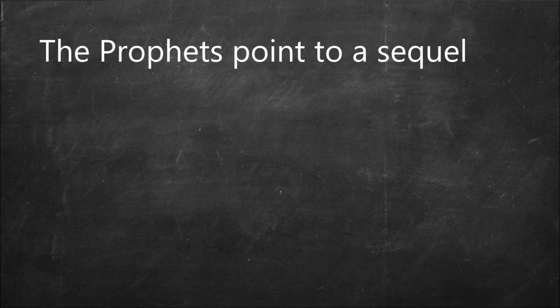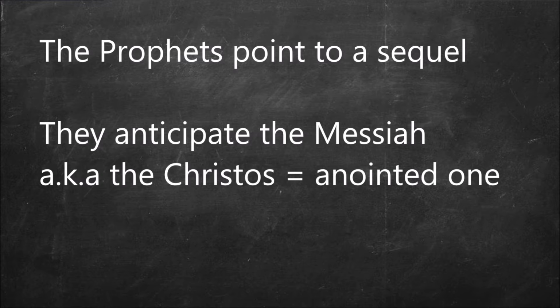The prophets come at the end of the Old Testament primarily because they point to a sequel. They beg for a part 4. So instead of pointing back to the Torah, their primary function is now read in anticipating the Mashiach, or the Messiah, also known as the Christos in Greek, or Christ, the Anointed One.